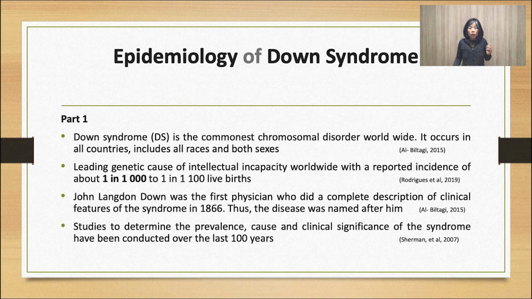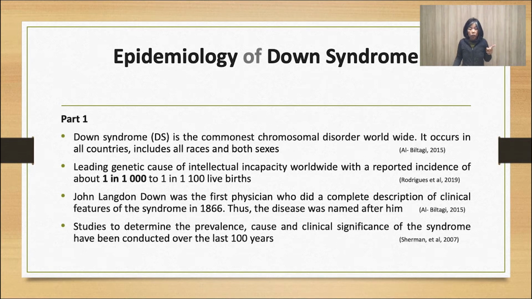Next, I want to move on to the epidemiology of Down syndrome. Down syndrome is the commonest chromosomal disorder worldwide. It occurs in all countries and includes all races and both sexes. The leading genetic cause of intellectual incapacity worldwide, it has a reported incidence of about 1 in 1,000 live births.